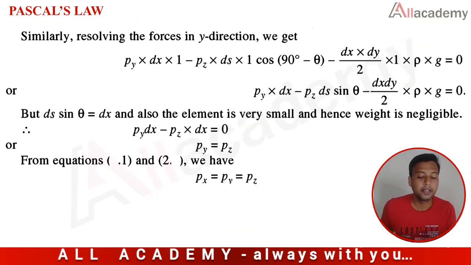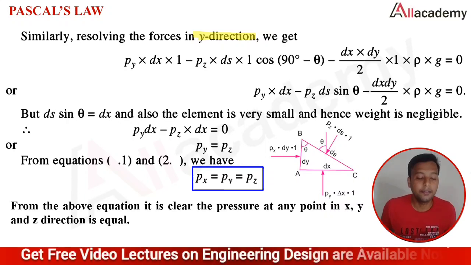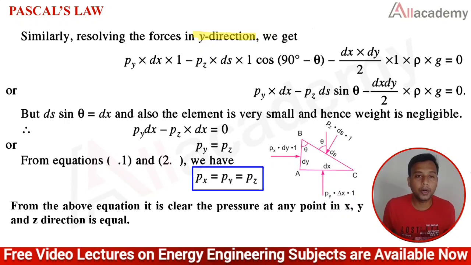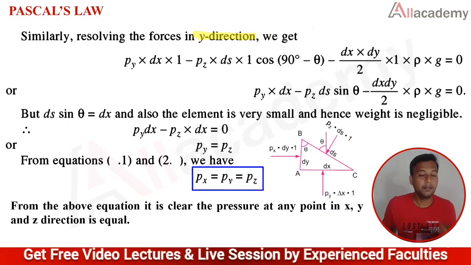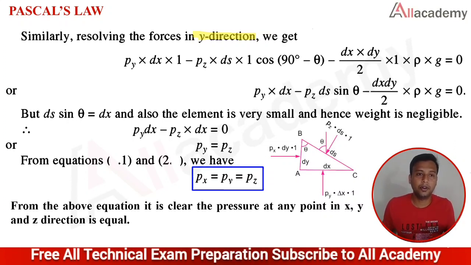Now similarly, if I resolve the forces in y direction, we get an equation: Py into dx into 1 minus Pz ds cos(90 minus theta) minus dx dy divided by 2 into rho into g will be equal to 0. Please refer to this figure also so that you can easily understand. And one more thing, while you are watching this video, please take a pen and paper and try to continue the steps we follow, so that it will be easy for you to understand.